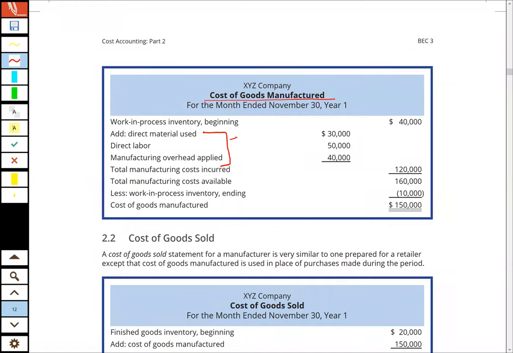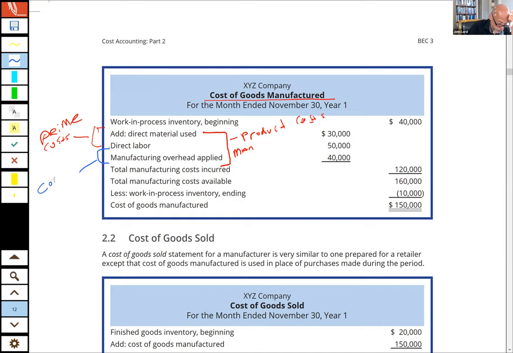Direct materials? Product costs. Good, these are product costs. Any other name for them? How about conversion cost? Well, no, direct materials is not a conversion cost. All right. Direct materials and direct labor would be prime cost. Wouldn't it be a mix of prime and conversion costs? Well, yeah, that's what I'm doing right now. And direct labor and manufacturing overhead are conversion costs. So yes.